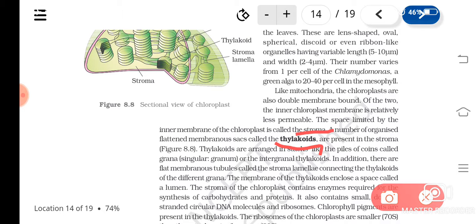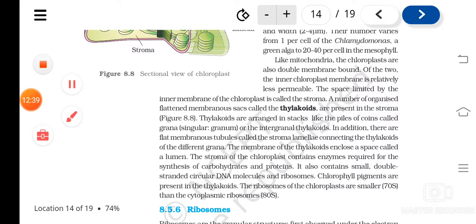They are membranous sac-like structures arranged one above the other, just like coins kept one above the other, understood? So each of these is known as what? Thylakoids. And thylakoids, when they are arranged in stacks like piles of coins, we call it what? Grana.